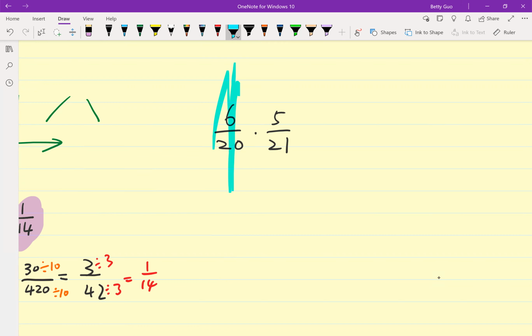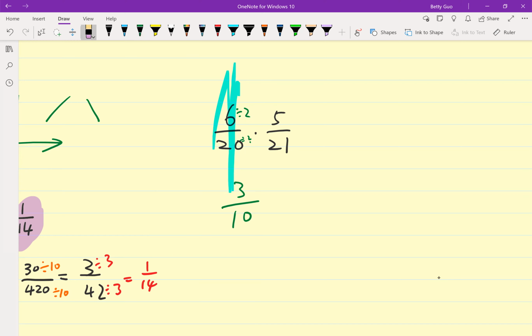6 over 20 is not reduced yet, because 6 is even, 20 is even. They at least have a common factor 2. Because 6 over 20 is not in the lowest form, if we divide by 2, we have 3 over 10. Then both top and bottom become smaller numbers, which will be more convenient for us later to multiply across. So the first vertical is to reduce the first fraction.